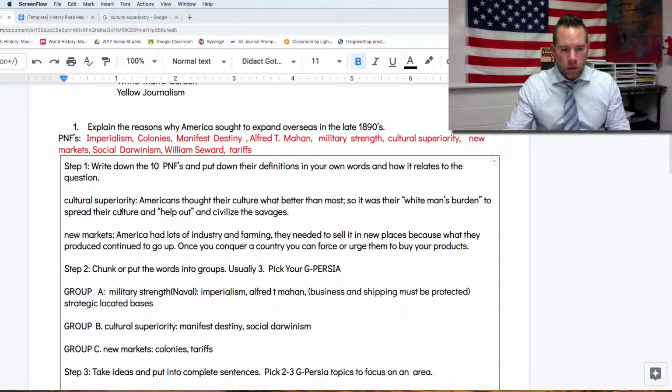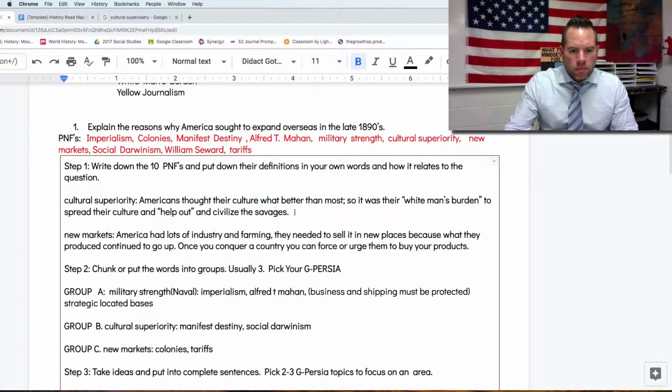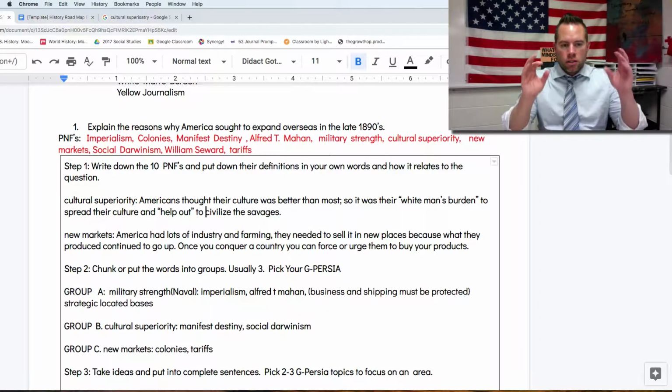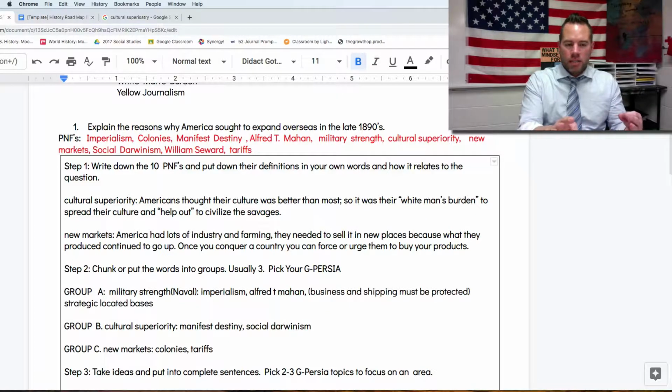For cultural superiority, I said Americans thought their culture, that should be was, better than most. So it was their "white man's burden" to spread their culture and help out to "civilize the savages." So I use quotes there because, of course, that's debatable. But the idea here is I just took that idea of cultural superiority and I didn't just look up the definition in the dictionary and cut and paste it. I explained how it was relevant to the question.